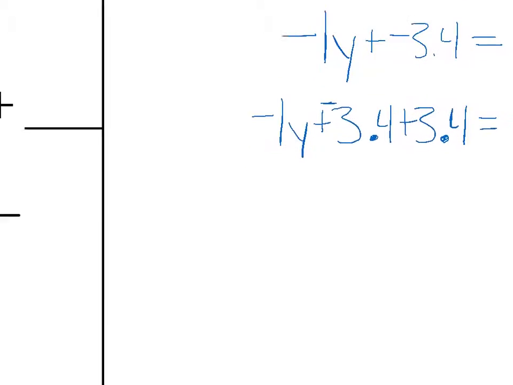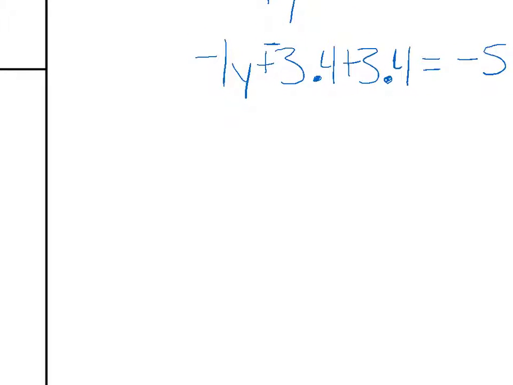All right, now I'm going to simplify those two sides. Looking at this side, I have the negative 3.4 and the positive 3.4. I can add those up, and I get 0. Negative 1y plus 0 is negative 1y. So here our y is still not alone, and I think that sometimes causes some confusion with this type of problem.